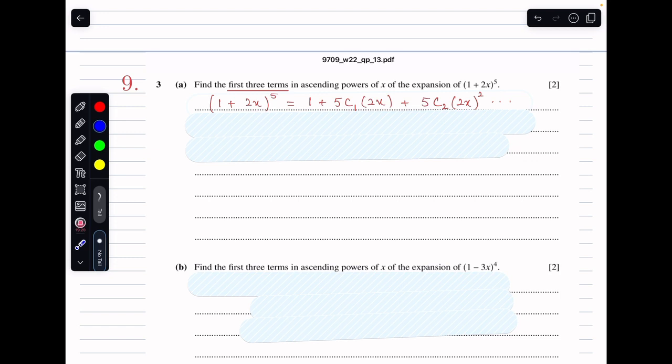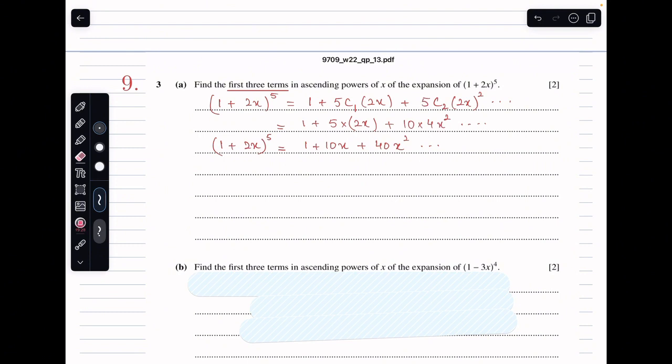It's 1 plus 2x to the power 5. So 1 plus 2x to the power 5 is equal to 1 plus 5c1 into 2x plus 5c2 into 2x the whole square. 5c1 is 5, therefore it's 1 plus 5 into 2x plus 5c2, which is 10, and 2 square is 4, so it's 4x square. The final expansion up to 3 terms is going to be 1 plus 10x plus 40x square. So this is just a simple 2-mark question.